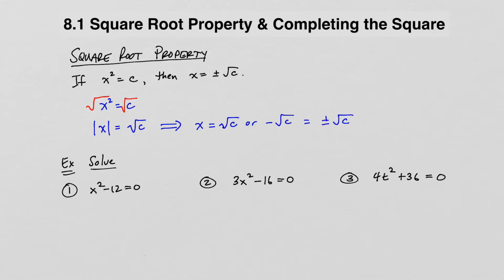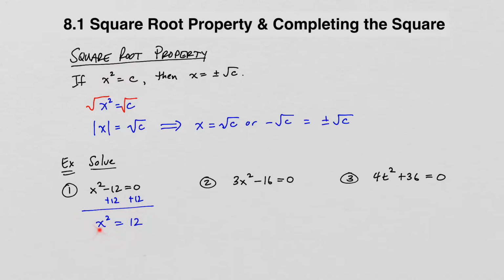So in problem number 1 down here, we have x squared minus 12 equals 0, and we want to solve for x. Now first of all, I want to point out that x squared minus 12 does not factor in the traditional way because 12 is not a perfect square, and so this is not the difference of two perfect squares. But what we can do is add 12 to both sides, and this gives us x squared is equal to 12. And so we have a perfect situation here where we can use the square root property.